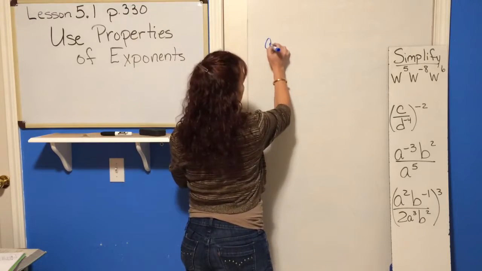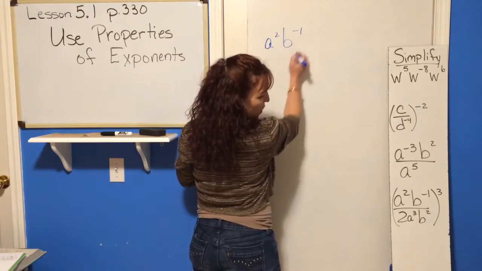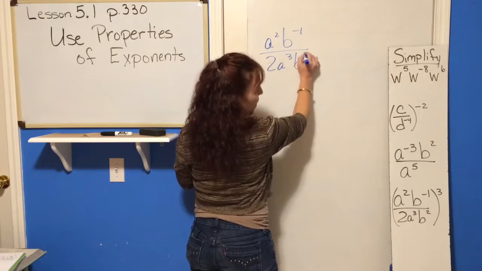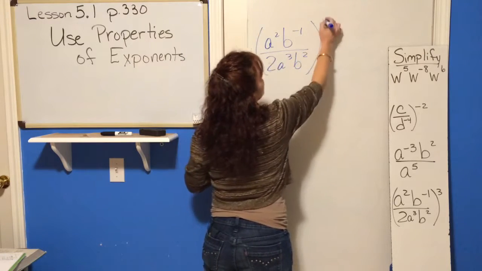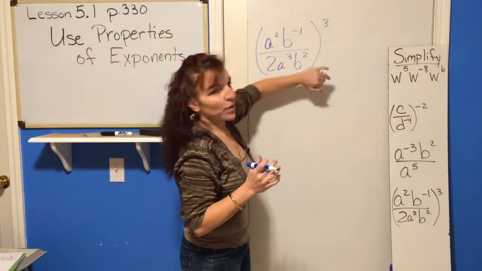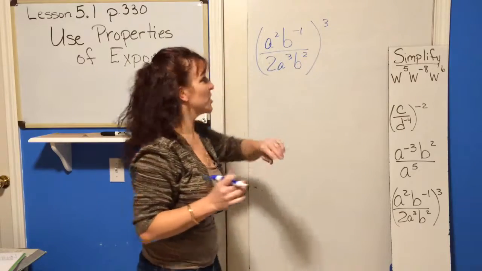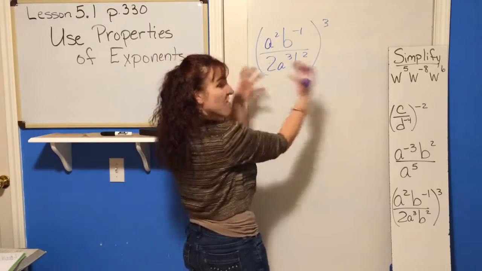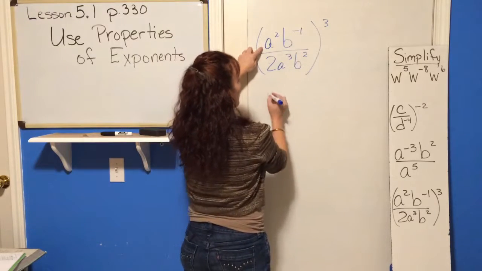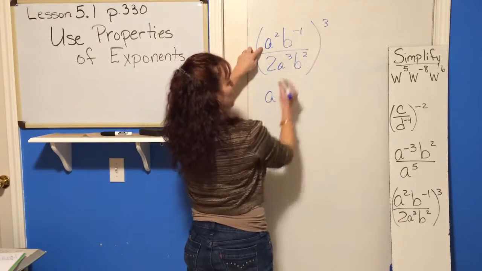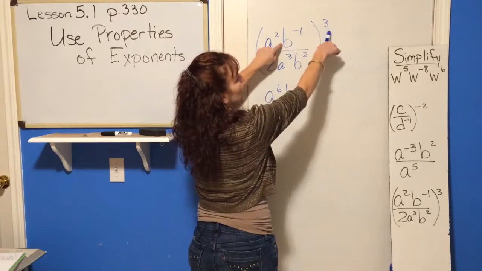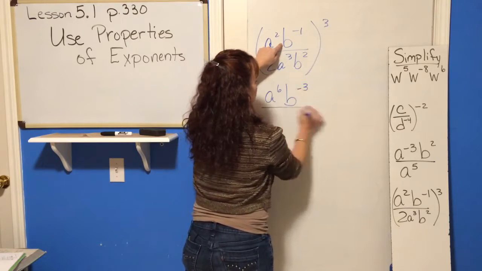A squared b to the negative 1 over 2a cubed b squared, all to the third. So the first thing you want to do is get rid of the big parentheses. So you want to take everything to the third power. So everything needs to get that power. So you're going to take a to the 2 times 3 is 6. B to the negative 1 times 3 is negative 3, over.